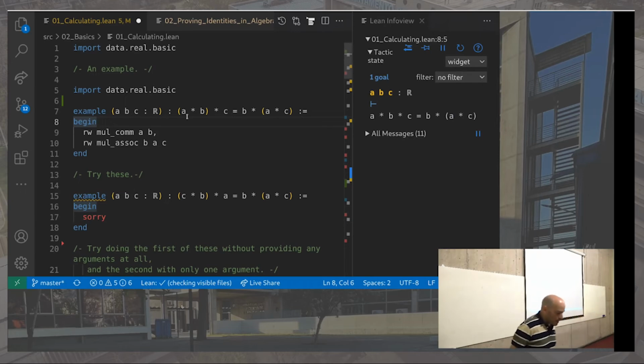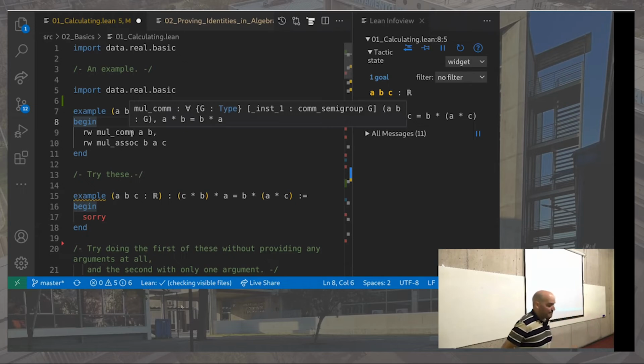Of course, we need to use some results about the real numbers. Lean, of course, has a definition of real numbers. It knows the definition of real numbers, and it knows some properties of the real numbers. For example, it knows that multiplication is commutative. What is the theorem that says that multiplication is commutative called? Well, with a lot of imagination, it's called mul_comm. If you go with the mouse here, you see what mul_comm is. It says, with some crazy assumption, forget about it, mul_comm applied to A B is the fact that A times B is equal to B times A.